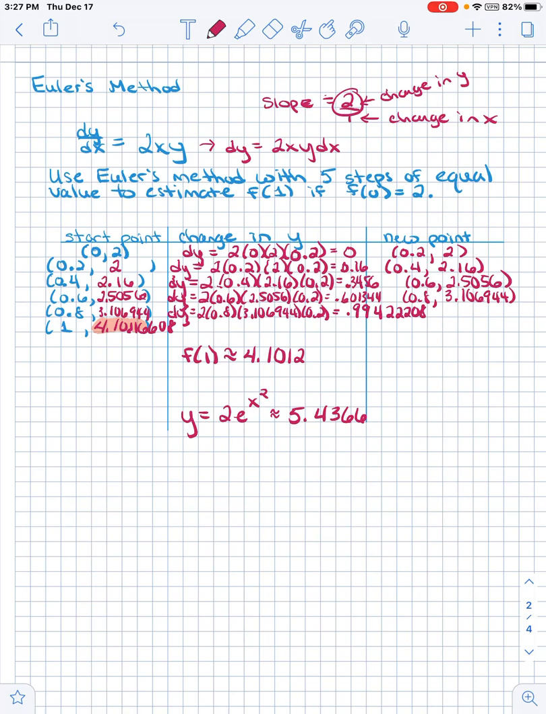I got approximately 5.4366. Not the best. If we would have used smaller increments for x and made more of them, then we would have gotten closer. So this is not a great estimate, especially because this was an exponential function. But the more of them we would have done, the more accurate we would have been. So not a great way to do it, but still kind of gives you something close.